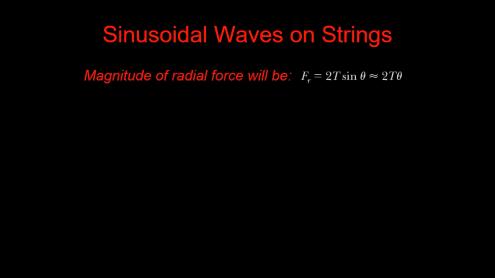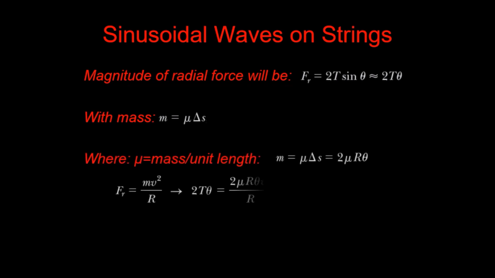So when we're dealing with sinusoidal waves on a string, the magnitude of the force acting on the string will be this, which is essentially 2 T theta, if we're looking at small angles. The mass is mu delta s, that's the displacement, times essentially the mass per unit length of our particular string. So mu is mass per unit length, so m is mu times delta s. Substituting in, this becomes 2 mu r theta.